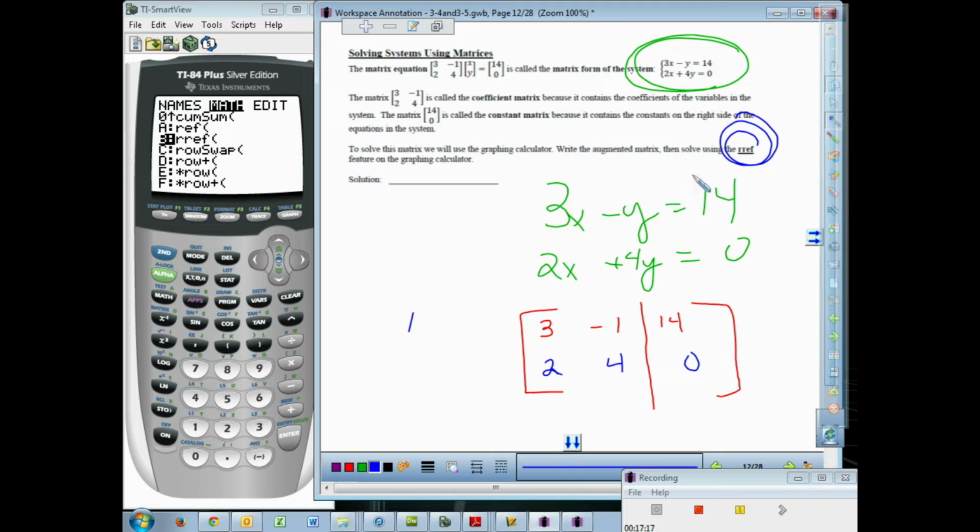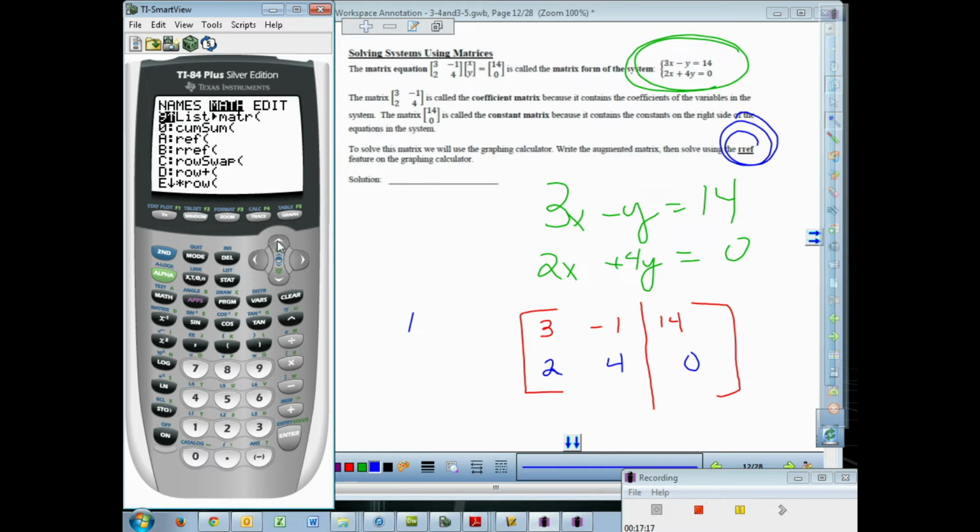It's so many options. You went 1, 2, 3, 4, 5, 6, 7, 8, 9, 0, A, B, C, D. This is option B. Looking through all those options, they had numbers in front of them. We want option B. Cool? Hit enter. It will take us back to our home screen, but it's sitting there waiting for us to say, what would you like to do reduced row echelon form on?